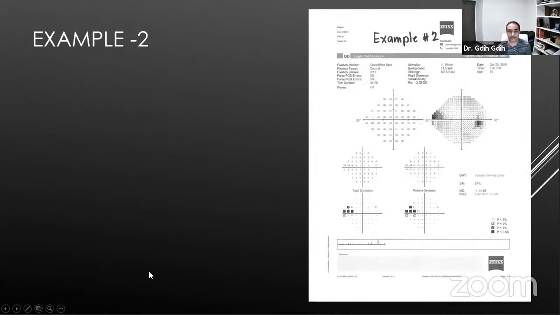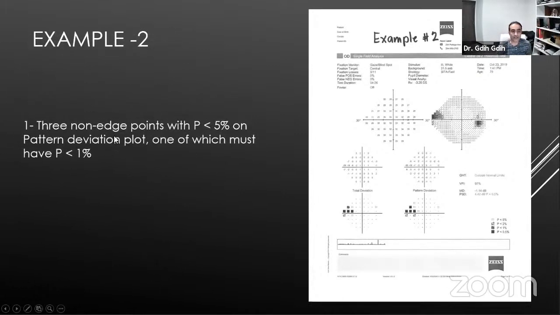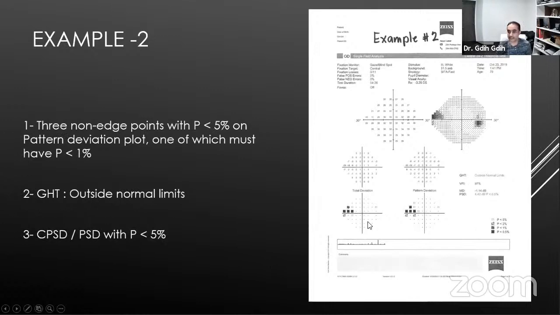So, okay, let's do it together. The first point, do we have 3 non-edge points? Okay, we have 1, 2, 3, those are edge. We cannot count them. We have 1, 2, 3, 4. We have 4, so we have more than what we need. And it's in the nasal aspect, so it's in an area that's common for glaucoma. And GHT, is it outside normal limits? Yes, it is. And then PSD, less than 0.5%. So we have a check mark here, check mark there, check mark there. Glaucomatous, this is a nasal step, upper nasal step.